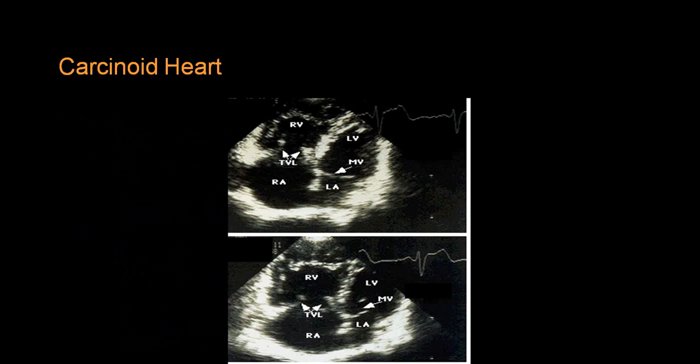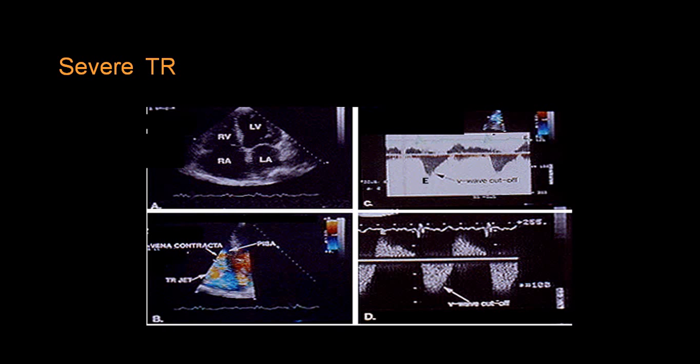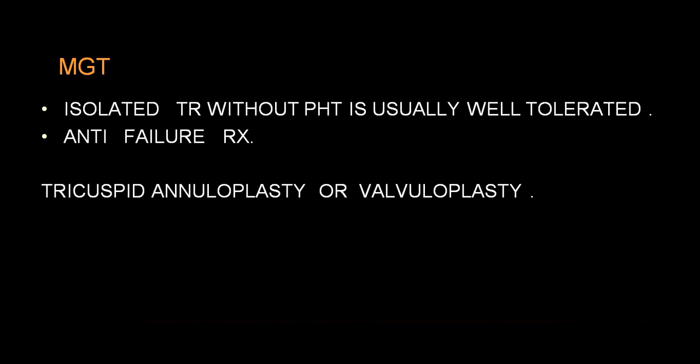In a carcinoid heart, you will see a lot of fibrotic process involving valvular structures. In a floppy mitral valve and floppy tricuspid valve, you can demonstrate abnormal movement of valvular structures. Mild, moderate and severe can be identified by echocardiography and other pressure studies. And this usually invariably requires valve replacement.